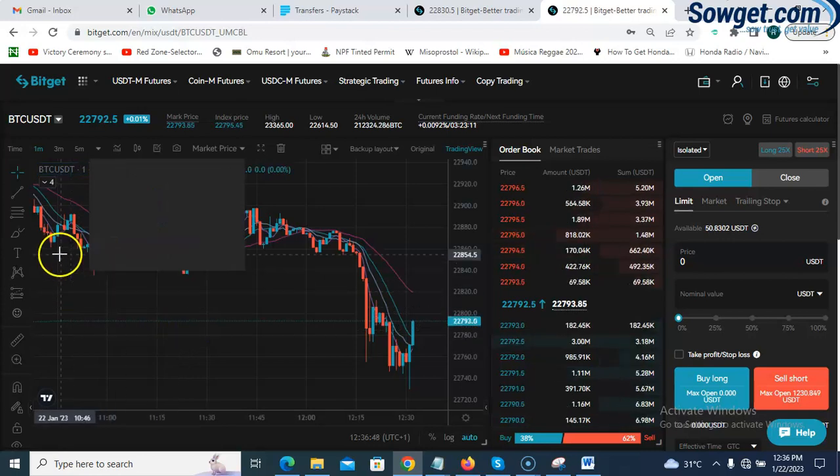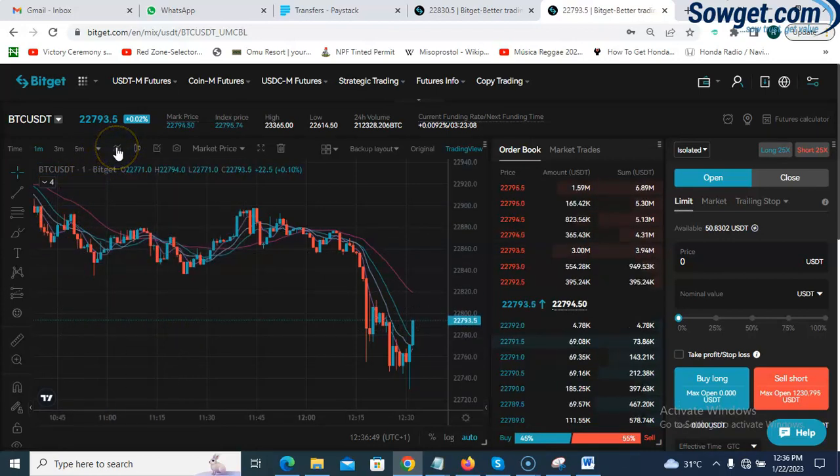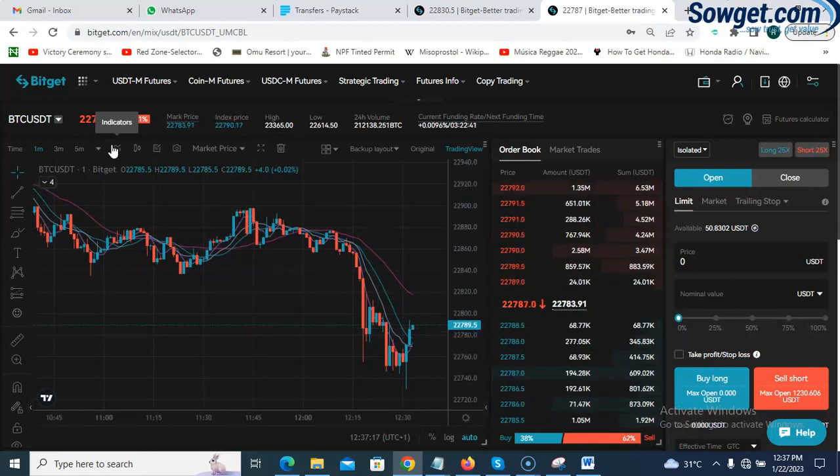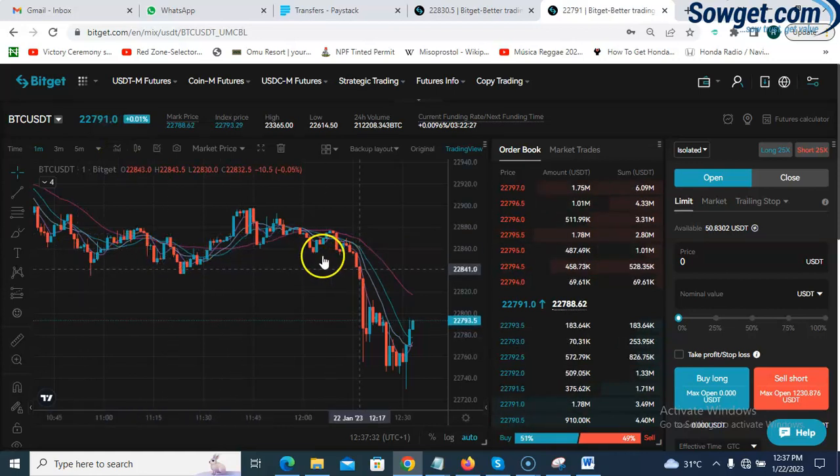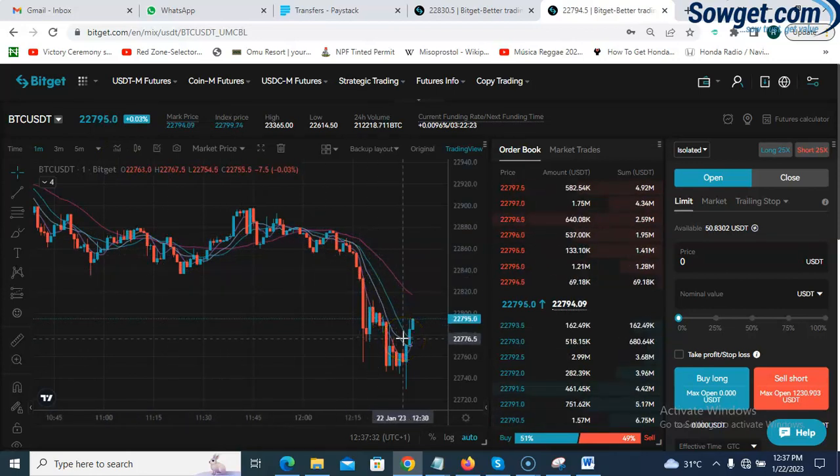Then the next one I want to show you is this one here, which is what we call the indicator. Whether you are very familiar with futures trading or you are a beginner, you will need to use indicators to provide you with analysis or direction that the market will likely take. If you click on these indicators here, it will show you the various indicators that you can use. For example, we have the moving averages, the Bollinger Band, and different kinds of indicators that will be displayed on your charts for you to analyze correctly before entering a trade.